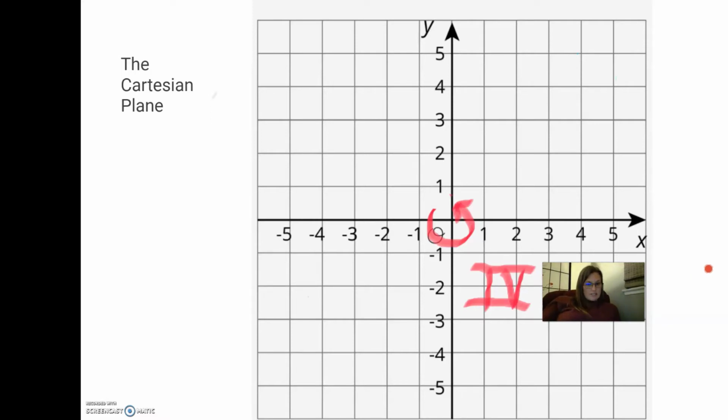But I would like to introduce you to a special guest, the guy who came up with the Cartesian plane way back a long time ago.